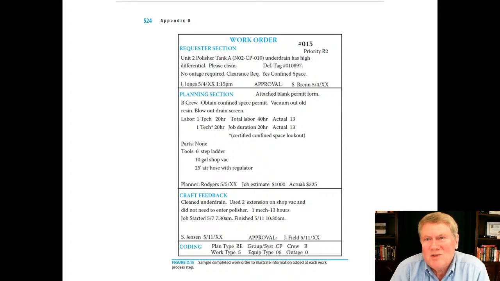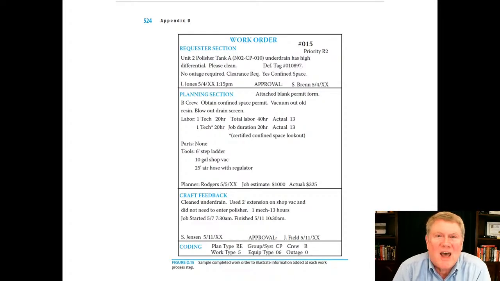The priority is R2. That doesn't mean it's reactive. It means it's reliability related. It's not safety, environmental, heat rate, or other. It's reliability related. And it's a 2. Definitely like that priority. It's not a 0 emergency or 1 urgent. 2 can wait till next week. 3, anytime this month would be fine. And at this plant, a 4 would be something we don't want to forget about, but it doesn't necessarily need to be done this month. So R2, it can wait till next week.